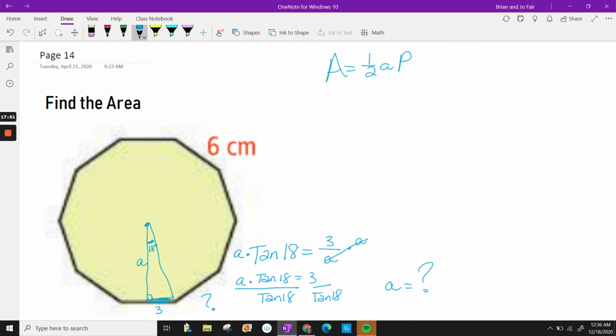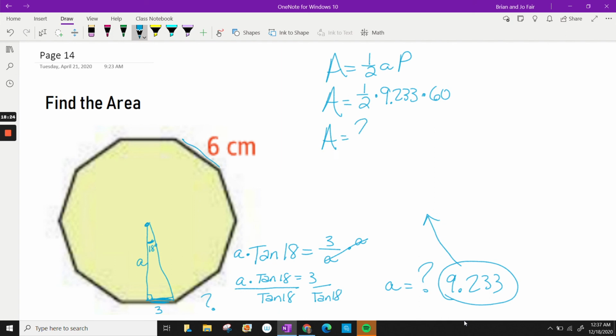All right, I have a 9.233. That's your apothem. Okay, let's grab that apothem and let's go plug it in up in our formula. The area of the decagon is equal to 1/2 the apothem, which is 9.233, times the perimeter. Okay, let's see if we can figure the perimeter out. This side is 6, but there's 10 sides. So the perimeter should be 60. All right, go figure out what the area of this thing is.